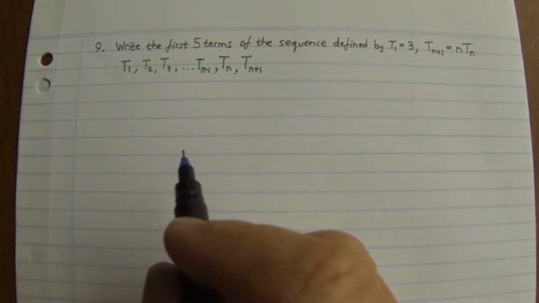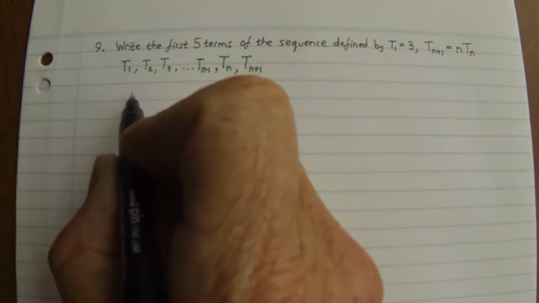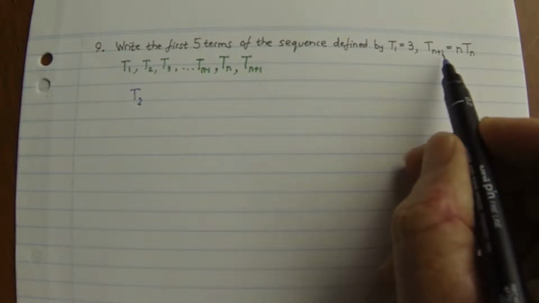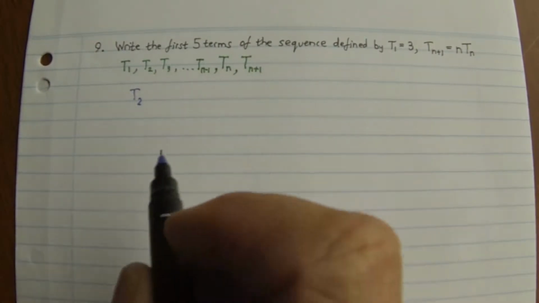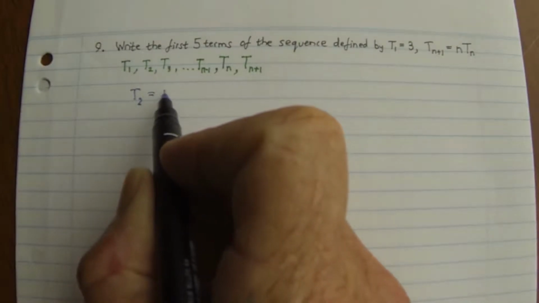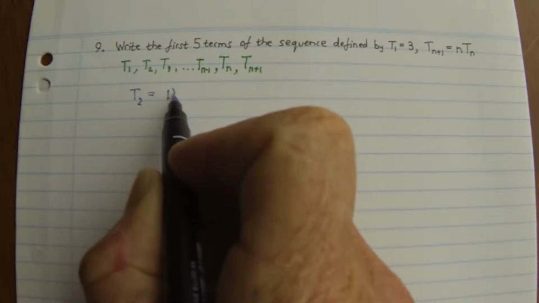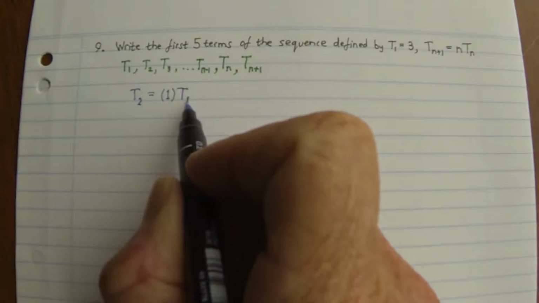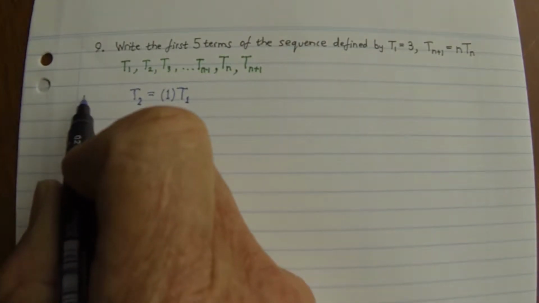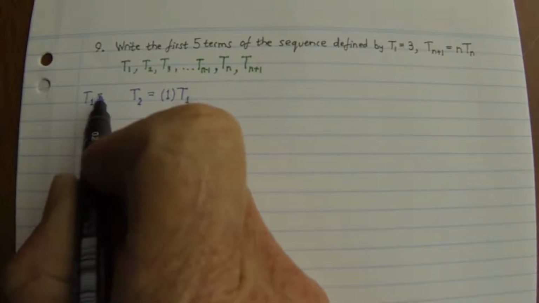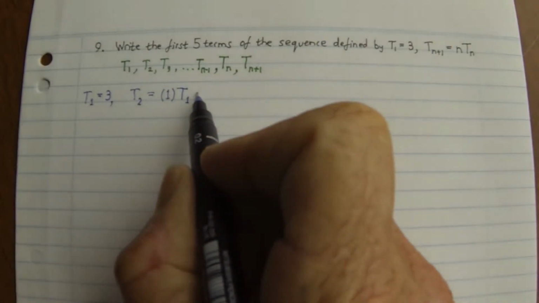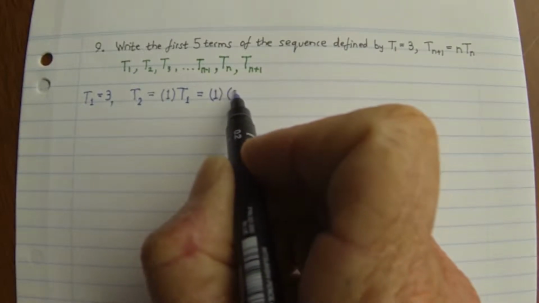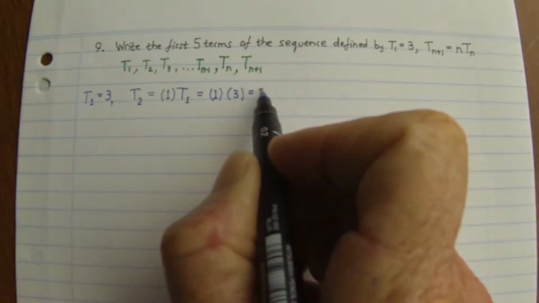Now we've got t1 equals 3. We want t2. Now for n plus 1 to equal 2, we need n to be 1. So t2 is going to be equal to 1, because that's what we decided the value of n was, multiplied by t1. But we know t1 is equal to 3. That means that t2 is simply 1 times 3 is equal to 3.